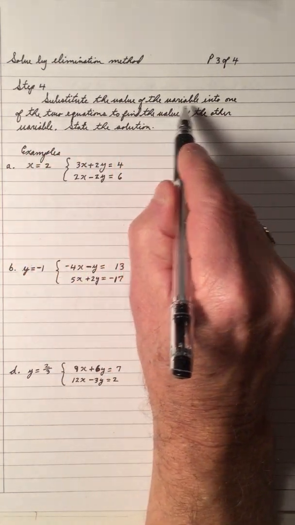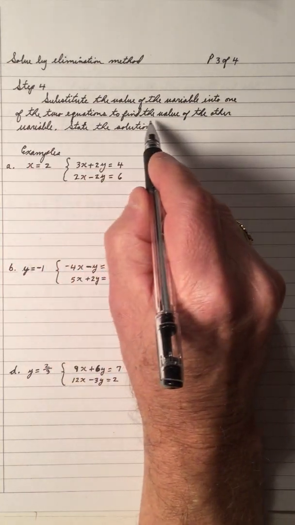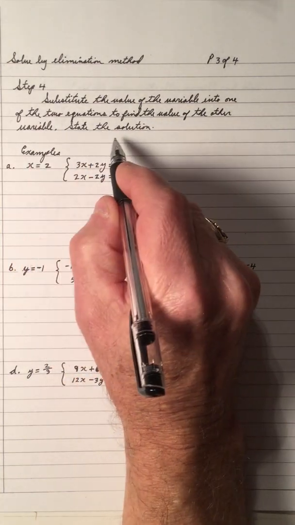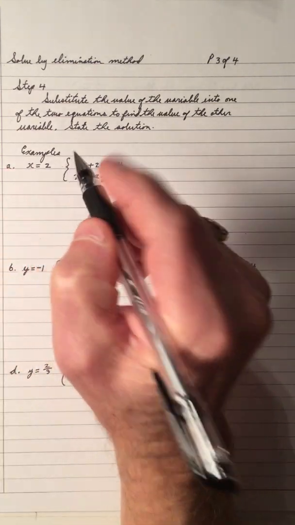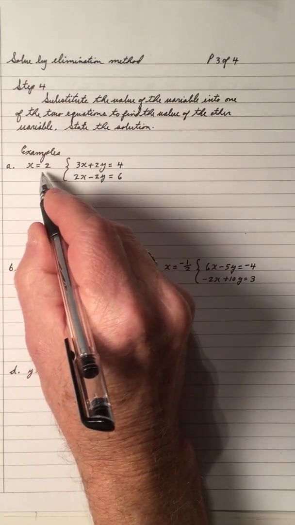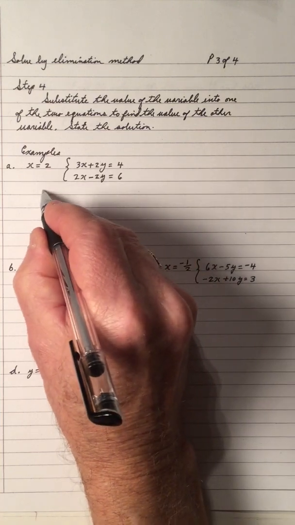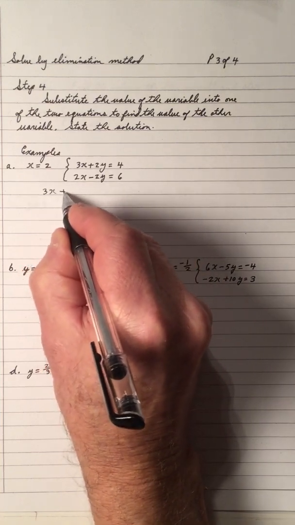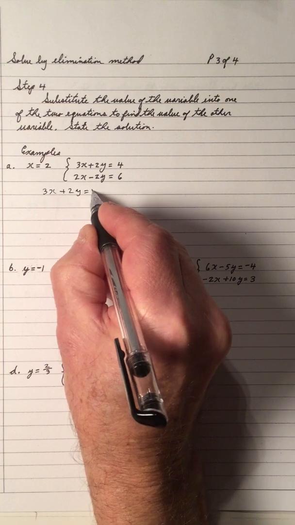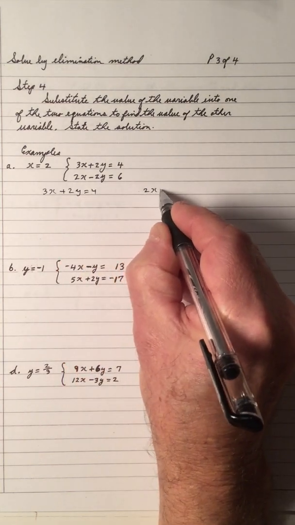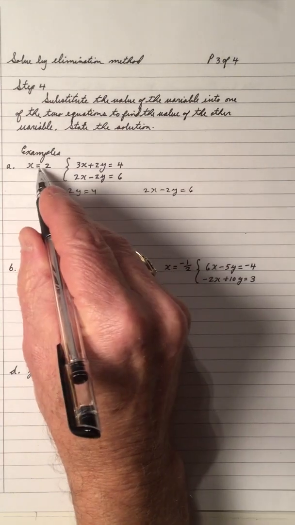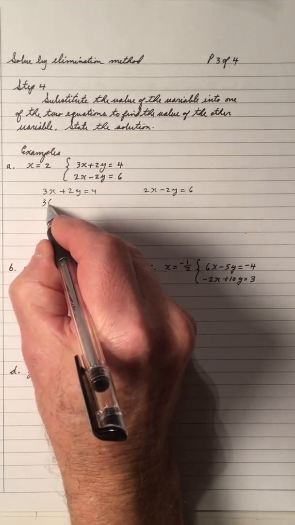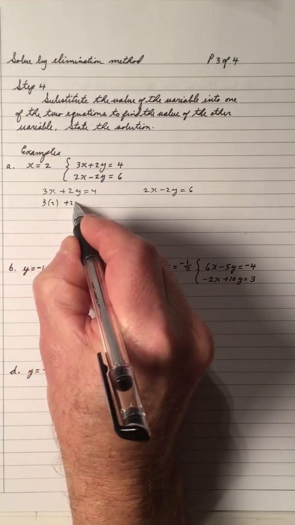Substitute the value of the variable into one of the two equations to find the value of the other variable, then state the solutions. So pretend we go back to the other page and we solve, we got a 2. What I'm going to do now is write down both equations and show you that it makes no difference which equation you sub into. For x is 2, you will get the correct value of y.